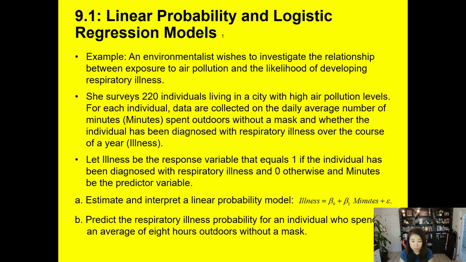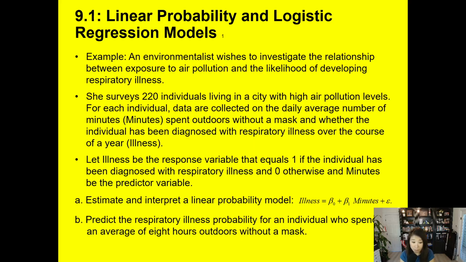For each individual, the data are collected on the daily average number of minutes spent outdoors without a mask, and whether the individual has been diagnosed with a respiratory illness over the course of a year. So they are building a very simple model. In this model, they only had one independent variable, which is the daily average number of minutes spent outdoors without the mask. The dependent variable, the one we try to predict, is whether this person is diagnosed or not diagnosed with the illness.